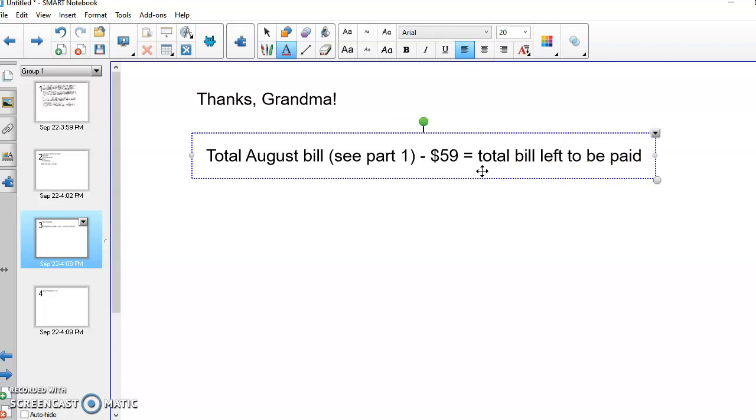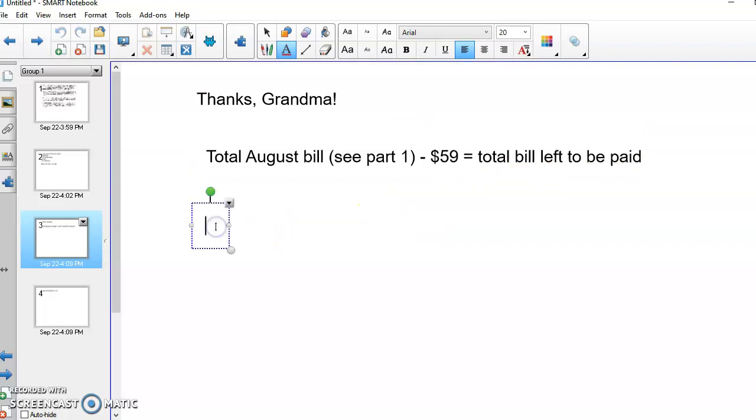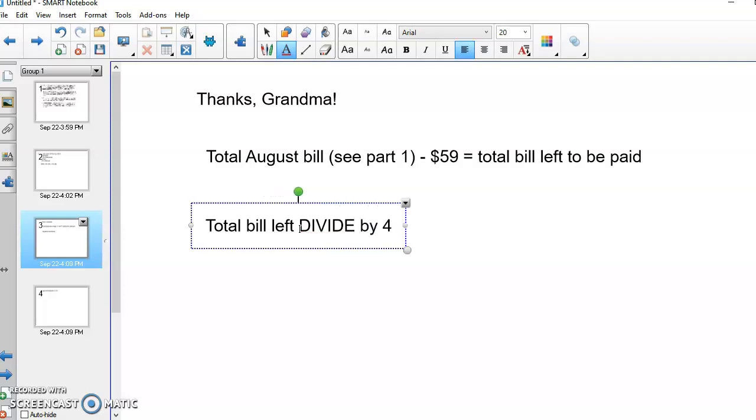All right. Once you know the total bill that's left to be paid, you're going to take that total bill, and it says that you're going to split the rest of the bill equally among the 4 members of your family. So if we're splitting or separating, that means we're going to need to divide. So you're going to take the total bill left to be paid, and you are going to divide that by, you guessed it, 4.